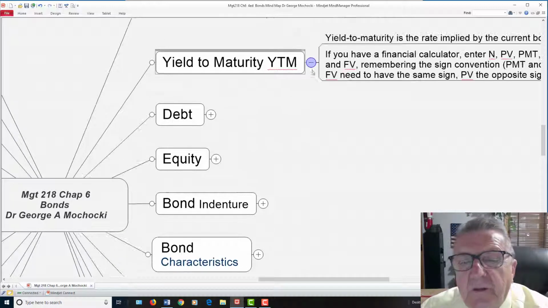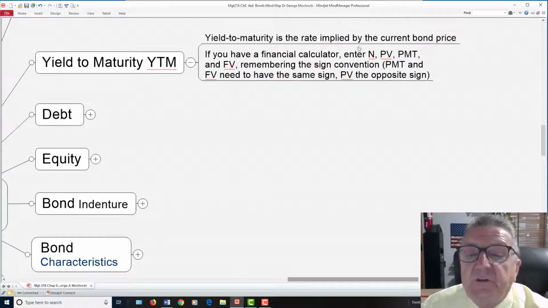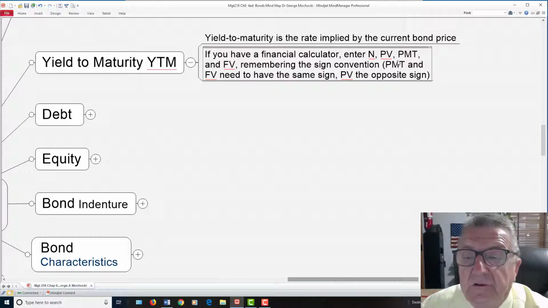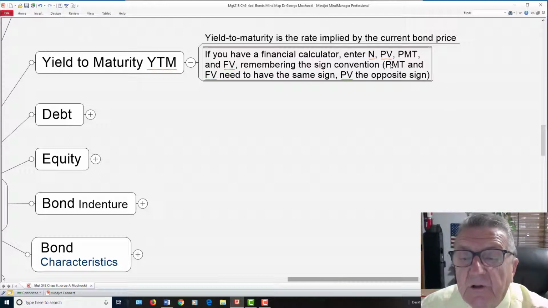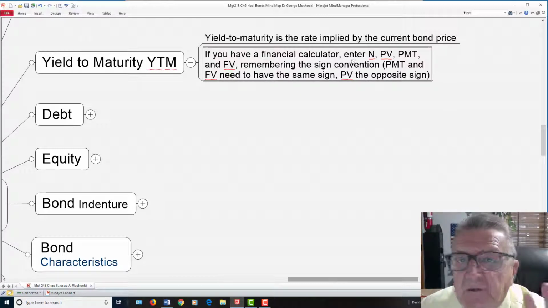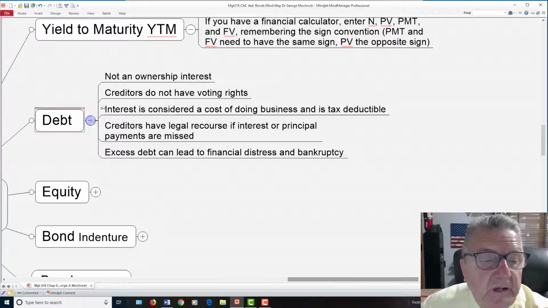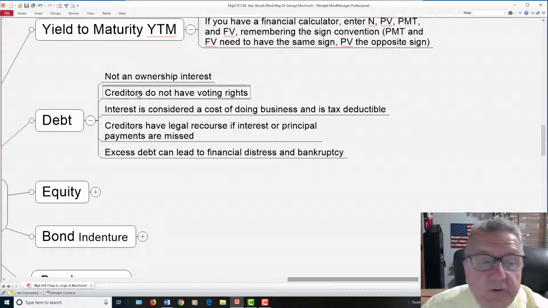I talked a little bit about this yield to maturity. Yield to maturity is a rate implied by the current bond prices. If you have a financial calculator, and this we talked about, remember we talked about the financial calculator. My BizLab has a financial calculator. You plug the numbers in, and it tells you how to set it up. That's all this tells you. Now remember, bonds is a debt. It's not an ownership interest. Creditors do not have voting rights.